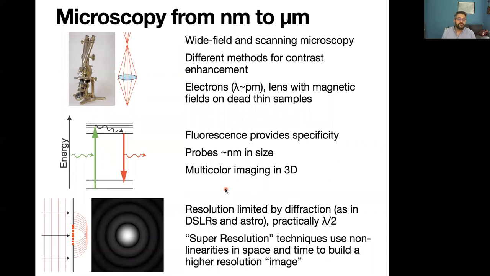If you're using conventional visible light, your wavelength is something like 500 nanometers, so your diffraction limit, the smallest thing you can see, is maybe 200 nanometers, maybe a little smaller. So it's smaller than a bacterium. We will be able to see inside of bacteria, but not too much more, not too much smaller.